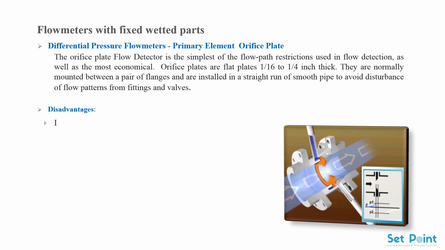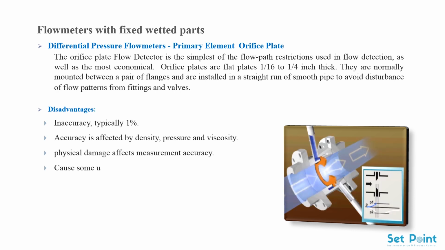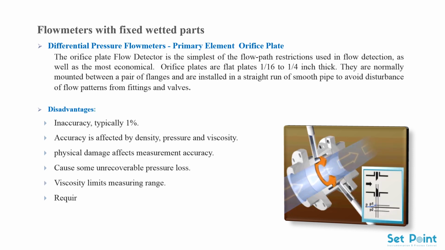Disadvantages. Inaccuracy, typically 1%. Accuracy is affected by density, pressure and viscosity. Physical damage affects measurement accuracy. Cause some unrecoverable pressure loss. Viscosity limits measuring range. Require straight pipe runs to ensure accuracy is maintained.